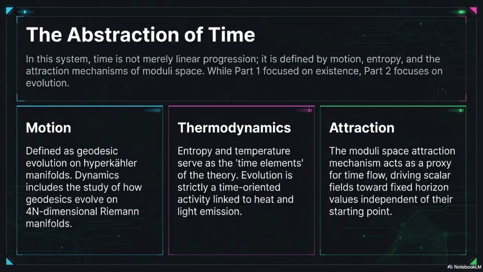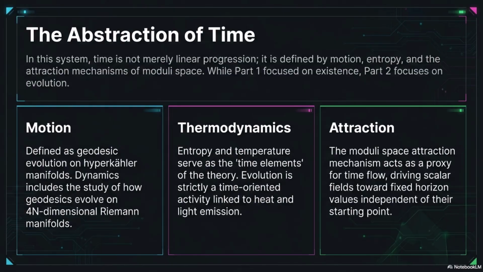Imagine you roll a ball into a really deep valley. It doesn't matter if you drop the ball from the north, south, east, or west. Eventually, gravity pulls it to the exact same spot at the very bottom. So the destination is fixed no matter where you started. Exactly. The attractor mechanism does that for quantum fields. It drives them toward fixed values. It sort of wipes out the history of where they started and forces them to a specific destiny. And in this system, moving toward that destiny, that's what we call time.